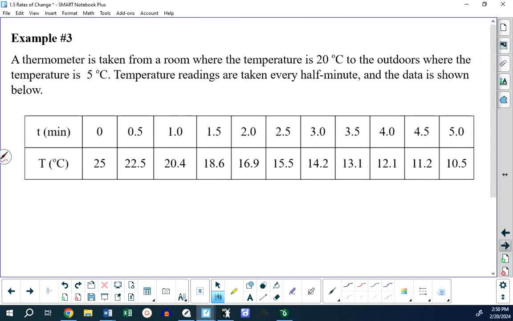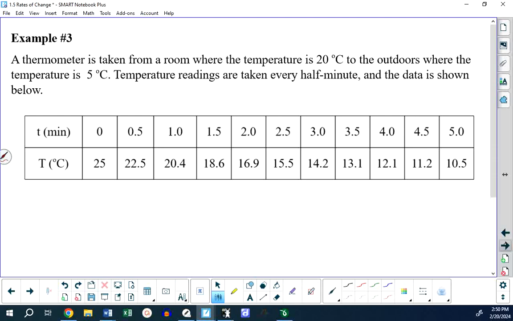All right. Final example. We could probably be done, but I like this example. This is an experimental set of data. A thermometer is taken from a room where the temperature was 20. That should probably say where the temperature was 25, because the initial temperature when you look at the data says 25. Never noticed that till just now. Yours says 25? Okay. So it's not your problem, it's my problem to fix.